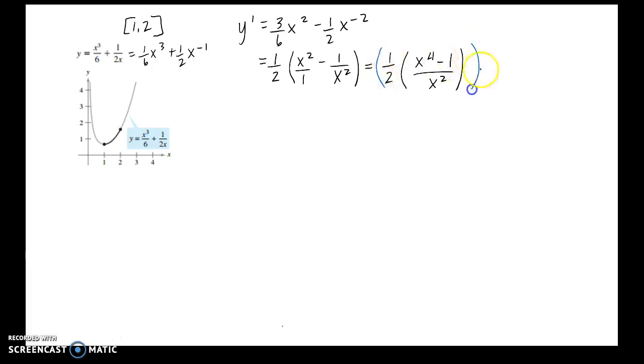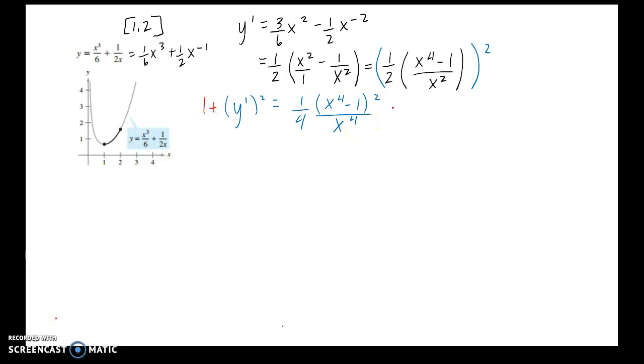Now I'm going to square the derivative. So that gives me 1/4 times (x to the 4th minus 1) squared all over x to the 4th. Not sure if that's going to help me, but I'm not going to square the binomial unless I have to. Okay, I'll square the denominator.